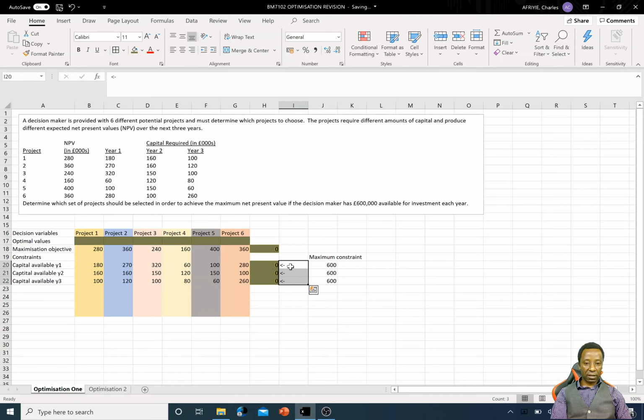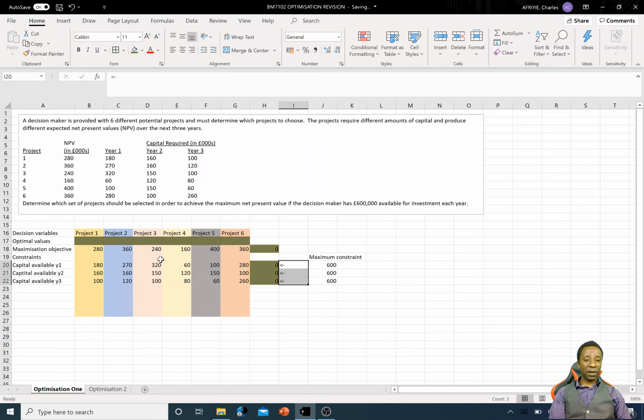I've written these operators here just to remind myself that the figures on the left should be less than or equal to the figures on the right, and that is not part of the solution. It's just there to give me a prompt.